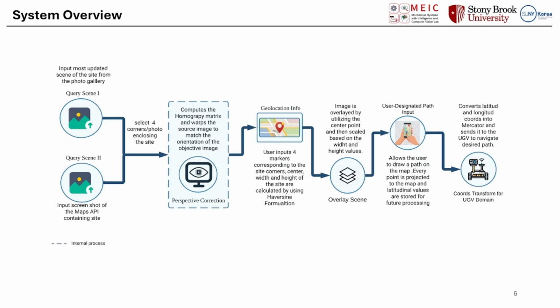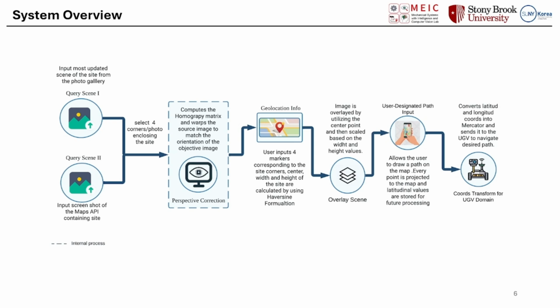The system overview for this app is as follows. The user will have to upload two images. One is generated through a screenshot from the Maps API, and the other one is the most updated scene from the site in their gallery. Then the homography will be computed by selecting 4 corners on each photo that is enclosed in the site. And through geolocation information, we'll be capable of scaling this image to the real size of the construction site and also overlaying it through a pivot utilizing the Haversine equation.